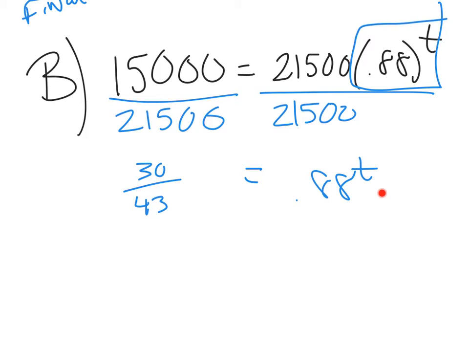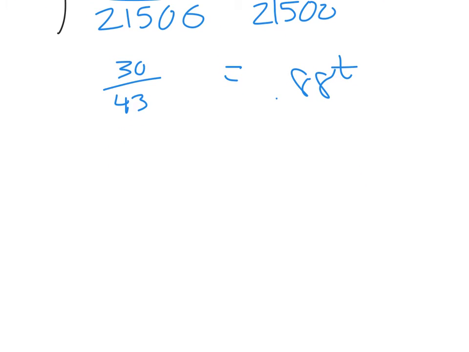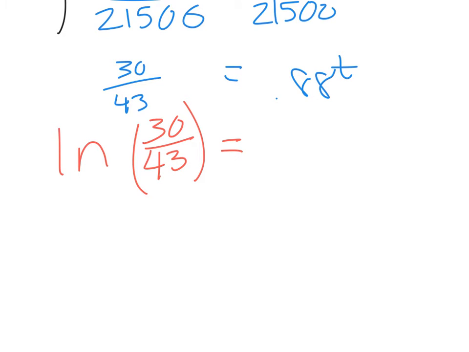The only way to solve an exponential is to use logarithms, and that is to take the log of both sides. So you can use the ln, the natural log, or the common log, log. It truly doesn't matter. You just have to be consistent. So I'm going to take the ln of 30 over 43, and I'm going to take the ln of this side. Now you have to use your log properties. When you take the ln of an exponential, the exponent comes down in front. So it's going to be t ln of 0.88.